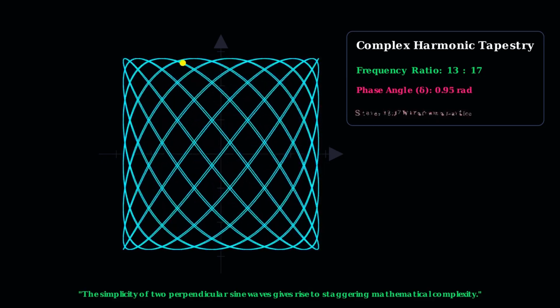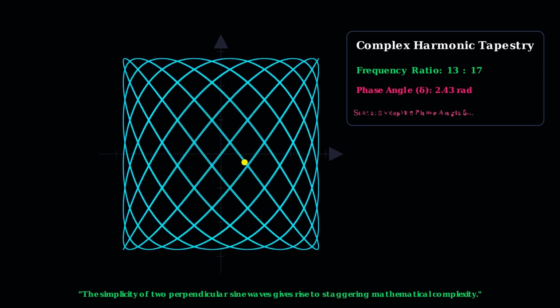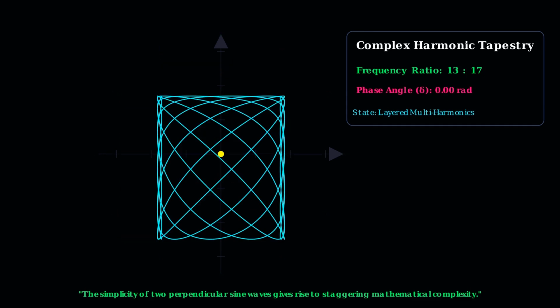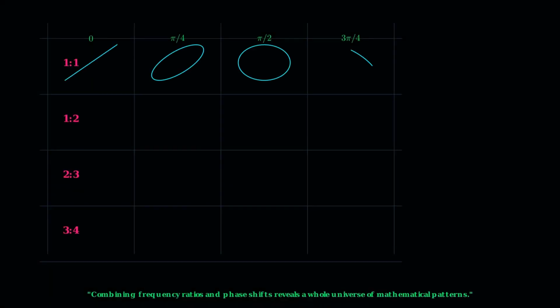By tweaking higher-order integer ratios like 13:17, continuously sweeping the phase angle, or layering multiple wave harmonics over each other, the clean wireframes evolve into dense, intricate geometric tapestries. What began as a single oscillating dot transforms into complex, lattice-like webs, glowing 3D toruses, and hypnotically rotating visual spirographs.